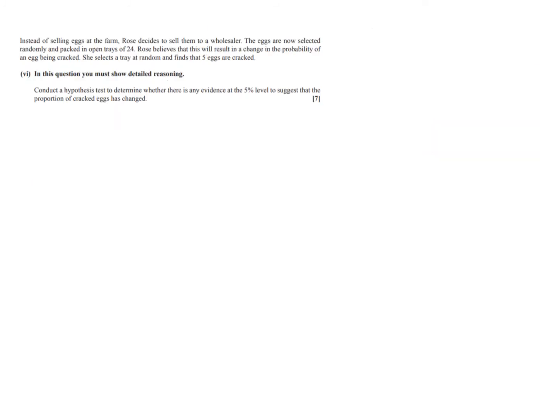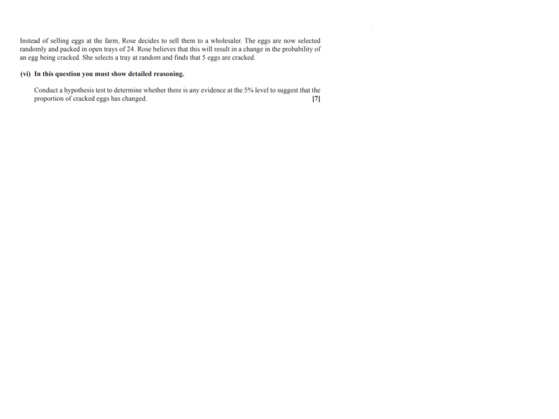Now we come to the final part of this question. So instead of selling eggs at the farm, Rose decides to sell them to a wholesaler. The eggs are now selected randomly and packed in open trays of 24. Rose believes that this will result in a change in the probability of an egg being cracked. She selects a tray at random and finds that 5 eggs are cracked. We need to conduct a hypothesis test to determine whether there is any evidence at the 5% level to suggest that the proportion of cracked eggs has changed. Read through this information again very carefully before you get started.